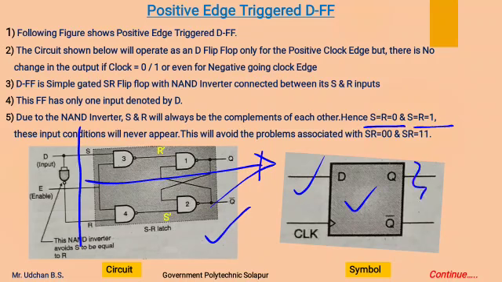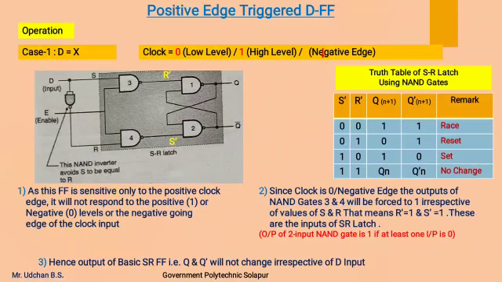This is the symbol of the D flip-flop. This is a D input, these are the two outputs Q and Q complement, and this is a clock input. And for this clock, a symbol is shown like this, which shows that the flip-flop is an edge triggered flip-flop. Now we will see the operation of this flip-flop.